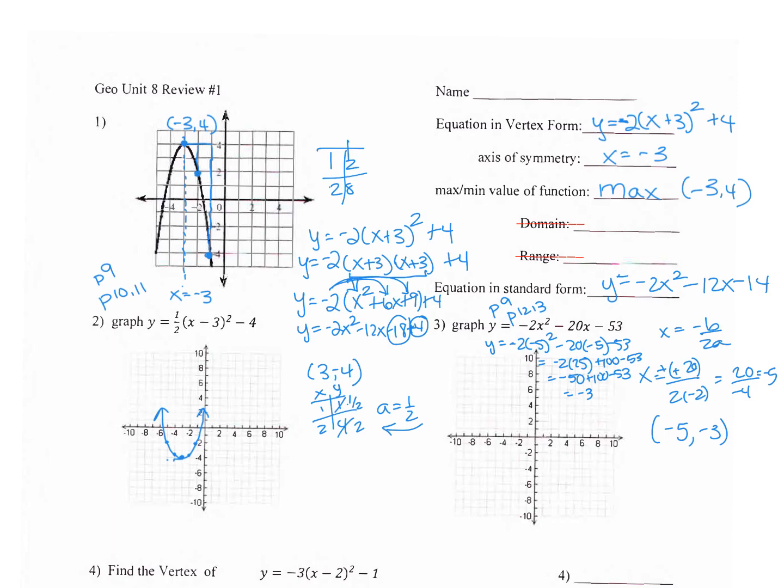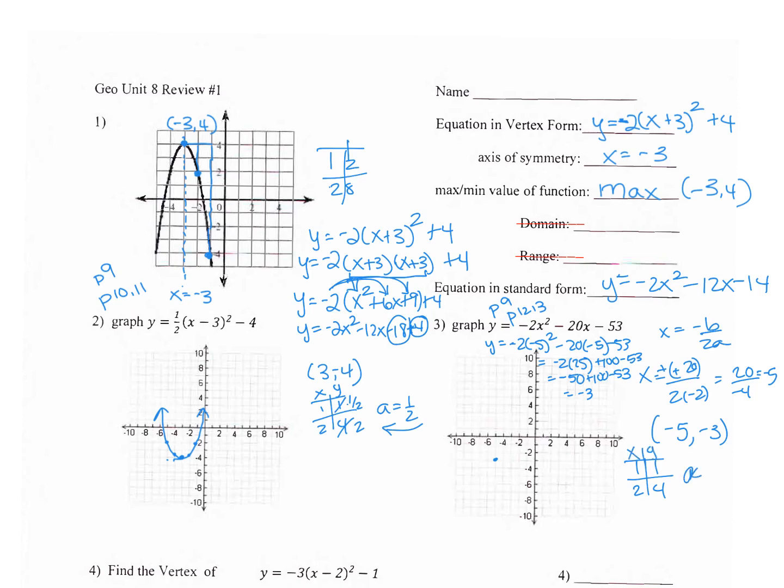Let's go graph that. So negative 5, negative 3. Oh, I hope my eyes can see this. I think it's about right there. So now my movements are 1, 1, 2, 4. And before I can do that, I should double check my a value.